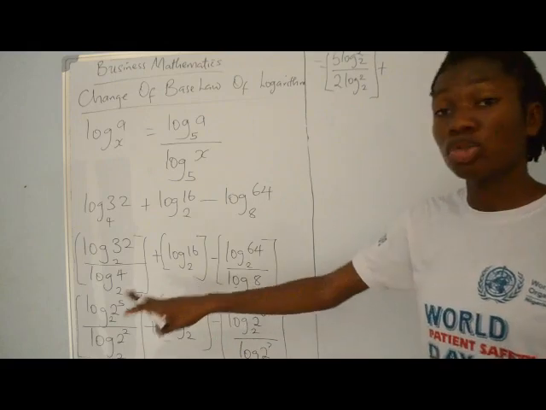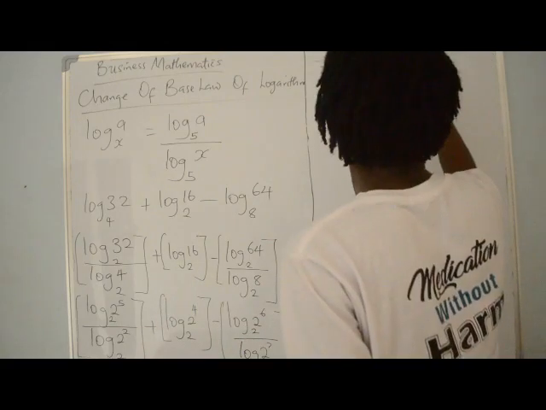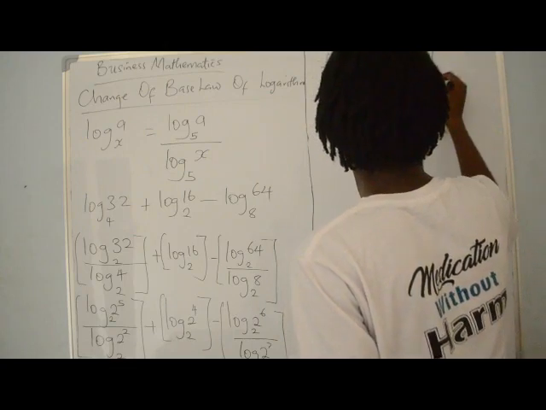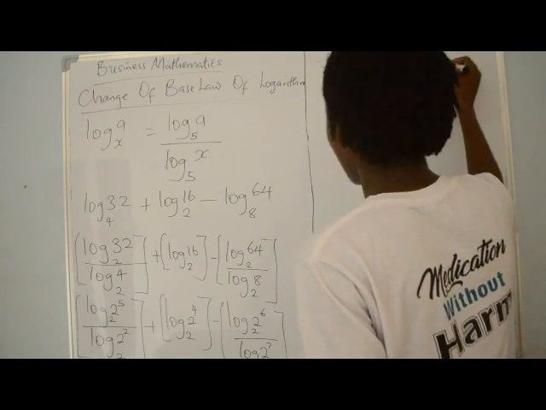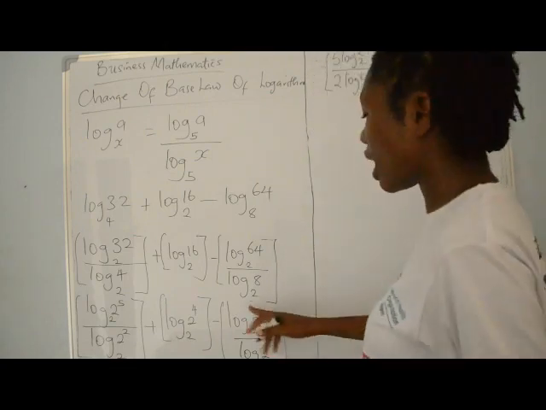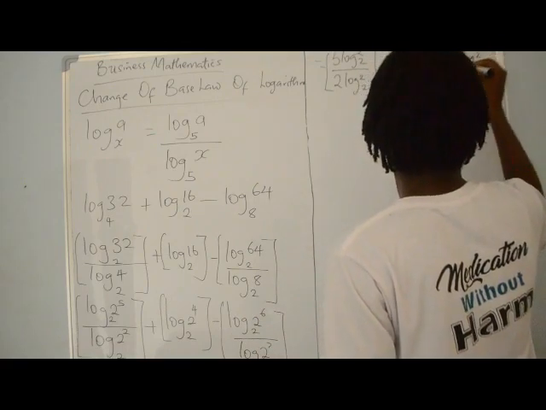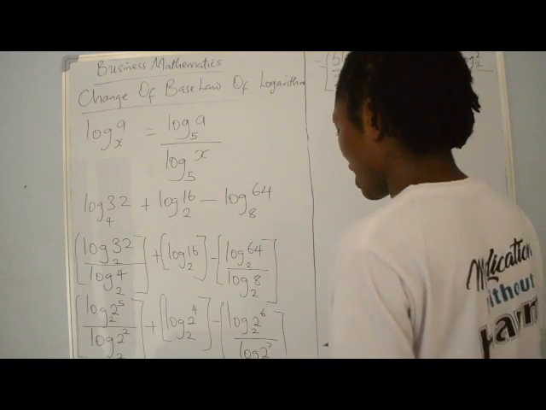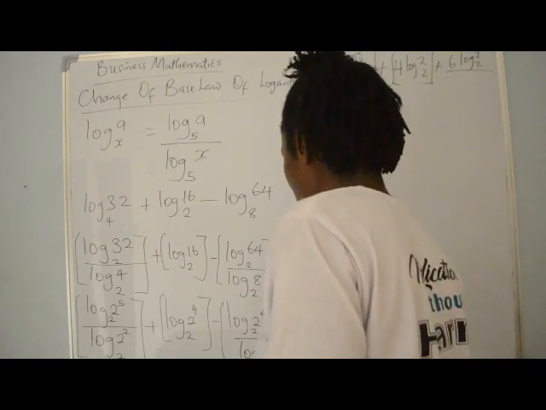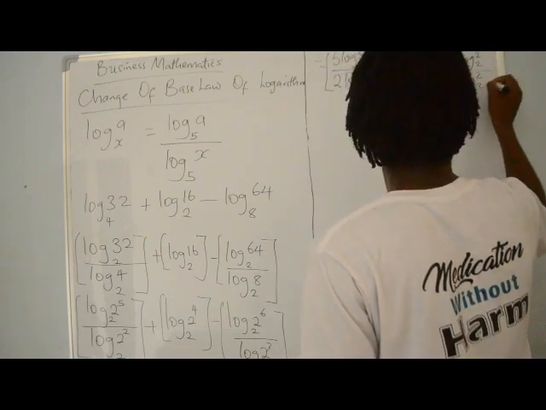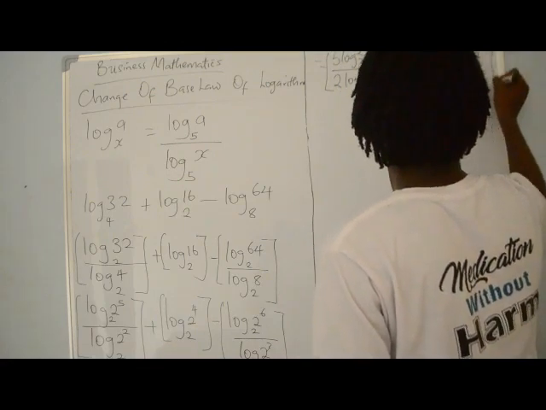Now our power will also multiply, so we'll be having 4 log 2 base 2, and then for the last one, when our power moves, we'll be having 6 log 2 base 2 divided by this, we'll be having 3 log 2 base 2. All right, so we can work on.